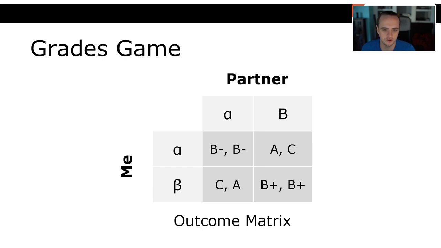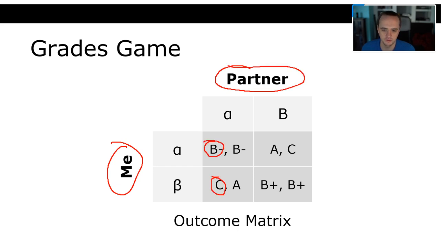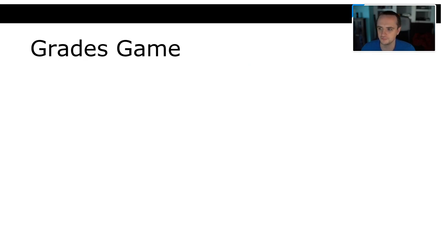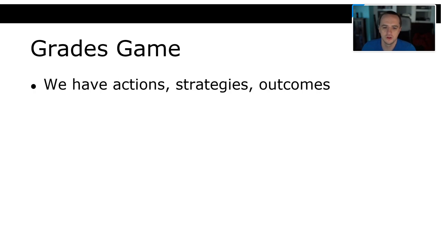When we see this in the future, these are my choices over here, or one player's choices, the partner's choices here, and these are my outcomes, and the other ones are the partner's outcomes. So that's the layout of this form of the game. And if you do more game theory later, you'll see it as the matrix form of the game. The reason it's called the matrix form of the game is that all the possible outcomes are listed in a matrix.